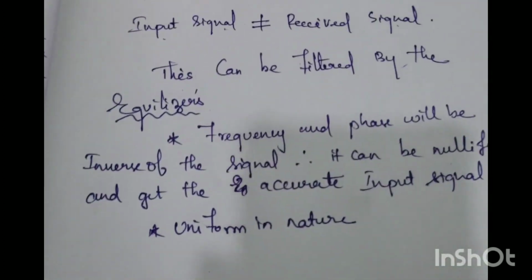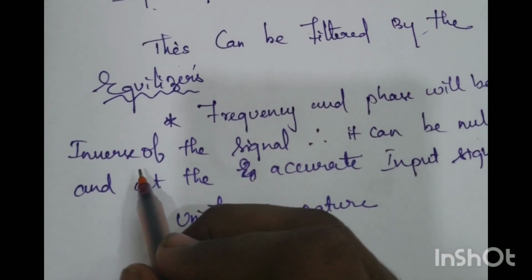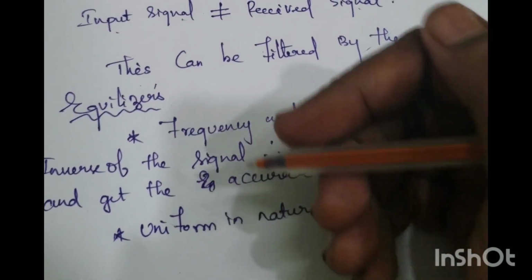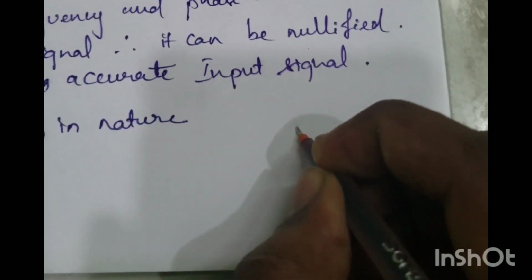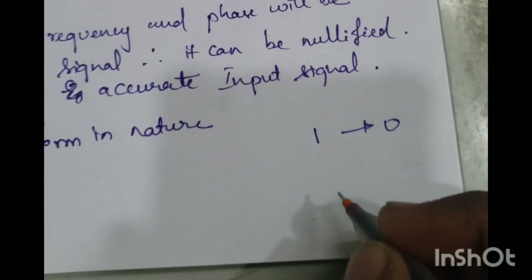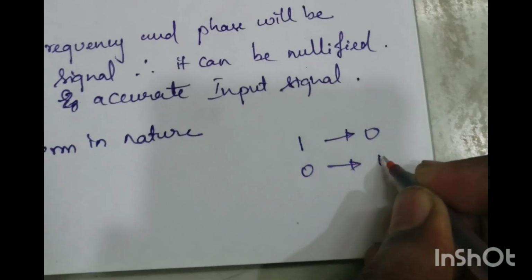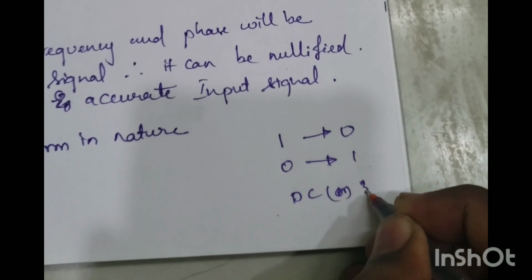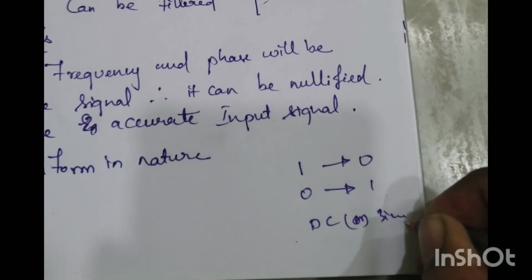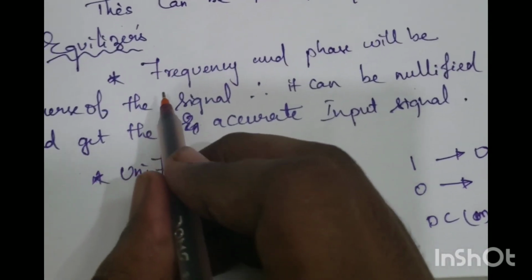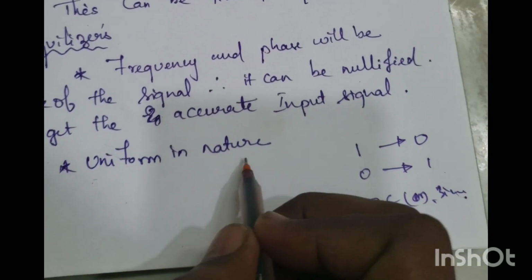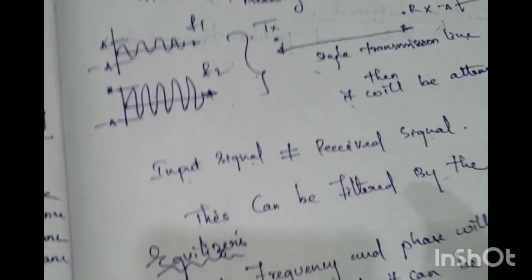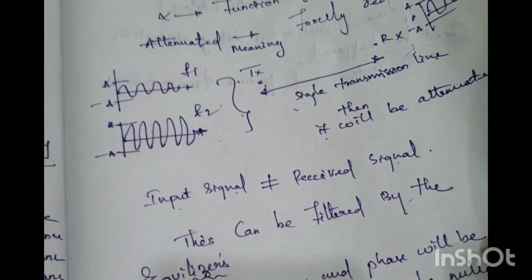The frequency and phase of the signal will be inverted. For example, 1 means 0 and 0 means 1 in terms of binary or DC. Like this it will be changed into analog, and uniform in nature means the amplitudes are the same. This is called uniform in nature.